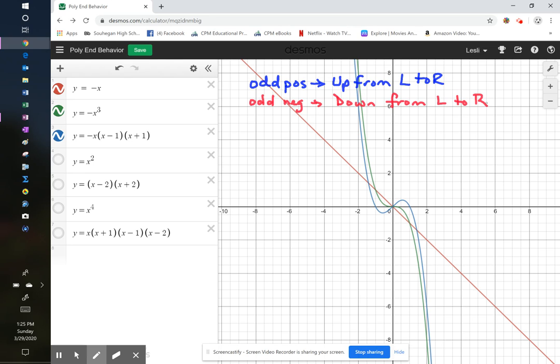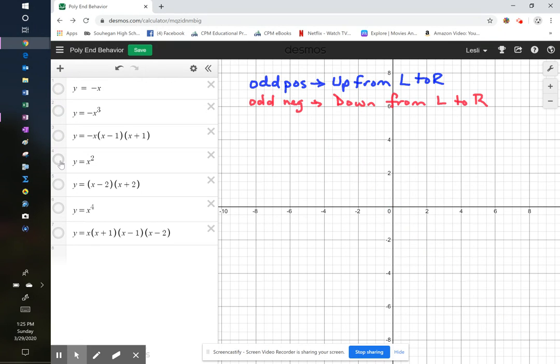So it's important here to recognize that when we are going to graph these, we need to look at the leading coefficient to determine whether or not it's going to go up from left to right or down from left to right. So let's get rid of those graphs and now look at even.